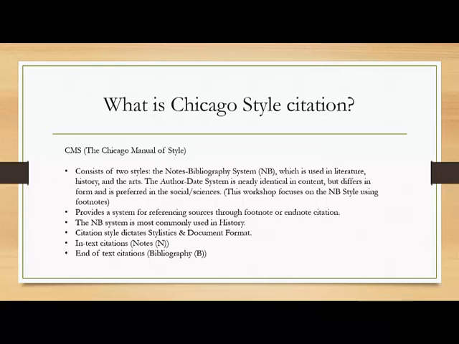So what is Chicago Style Citation? Chicago Style comes from the Chicago Manual of Style and consists of two styles. The Notes Bibliography System, or style, simply called NB, is used in literature, history, and the arts. The author date system is nearly identical, but it differs in form and is preferred in the social sciences. In this tutorial, we'll focus on the NB style using footnotes. The N stands for notes, and the B stands for bibliography.